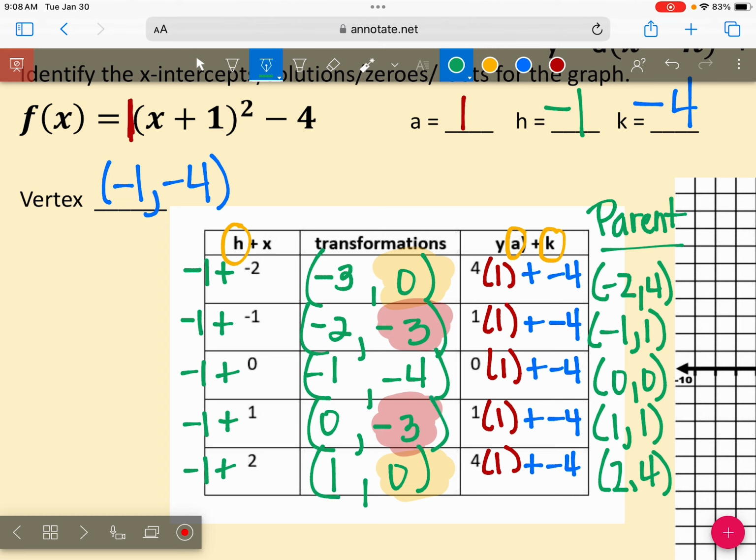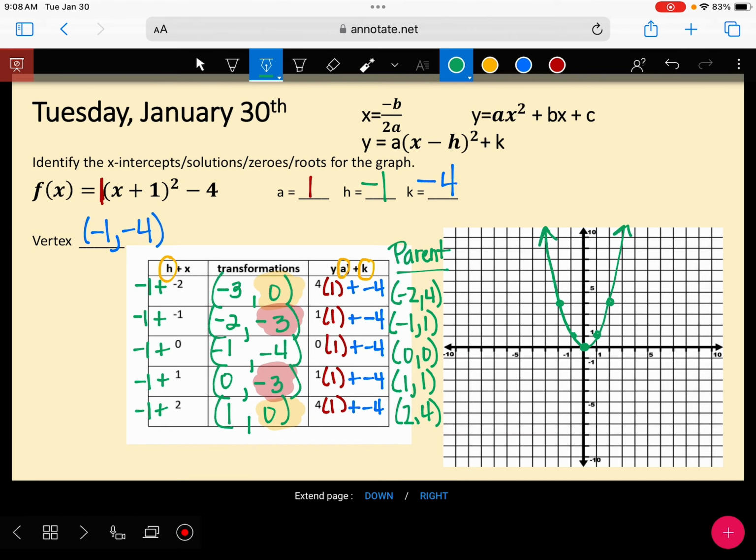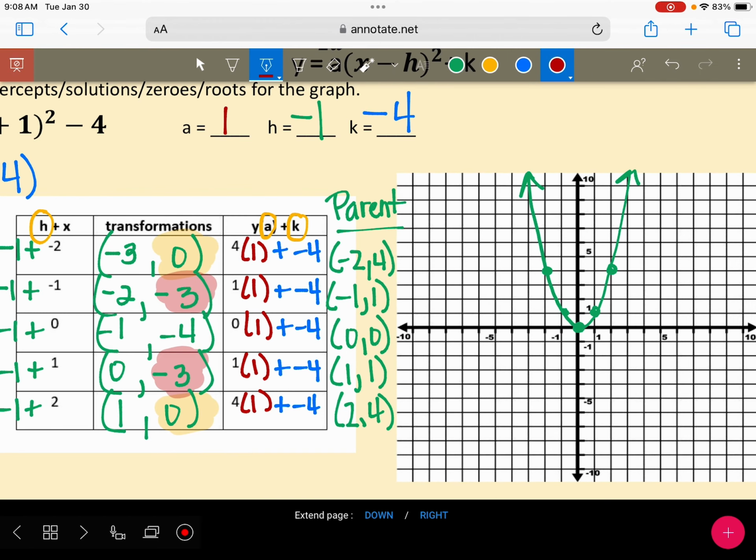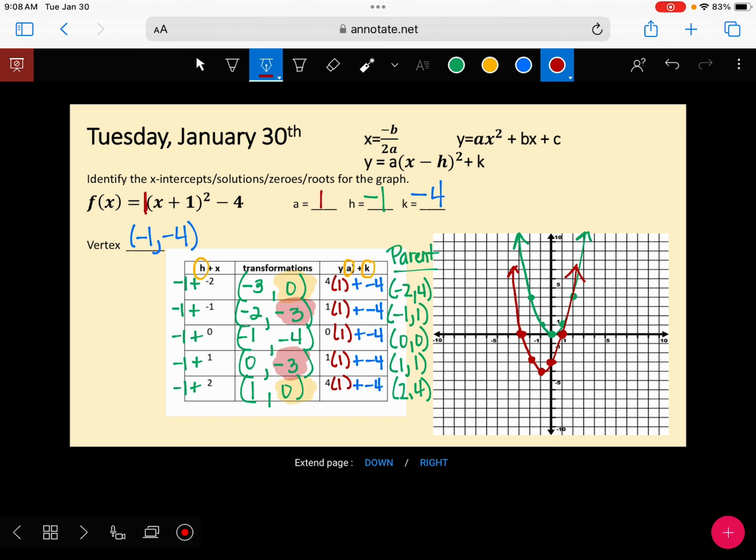Okay, raise your hand if you have those same numbers that I have. All right, go ahead and graph it. So again, this is a really big question on Friday.